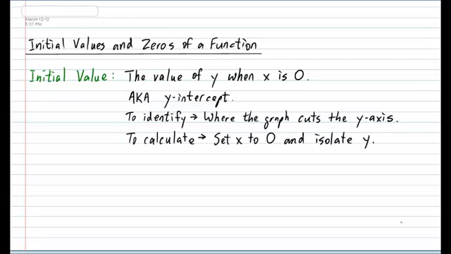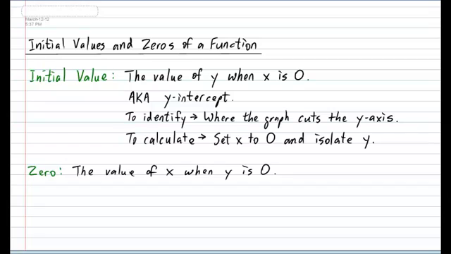Now, let's look at what the zero of a function means. It's pretty much the complete opposite of what initial value means. The definition of the zero is the following. It is the value of x when y is 0.